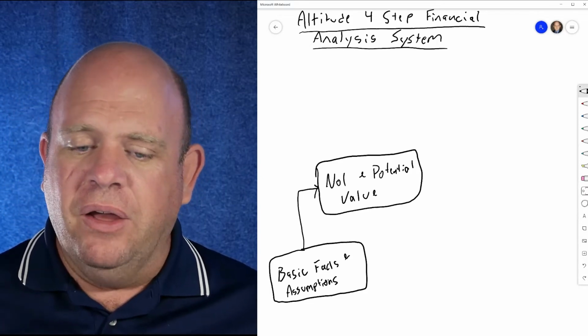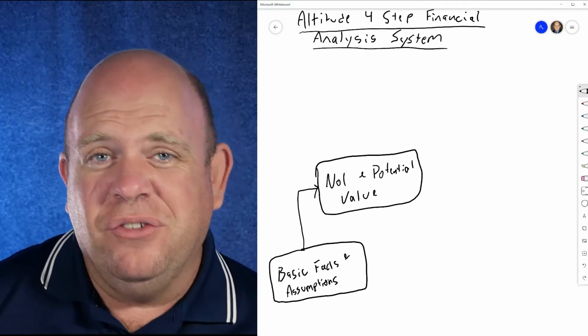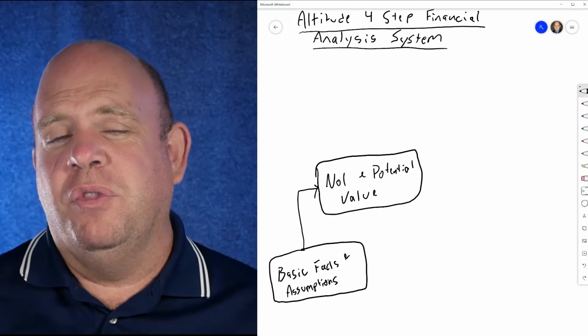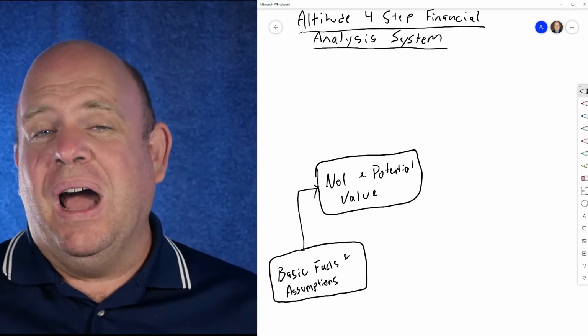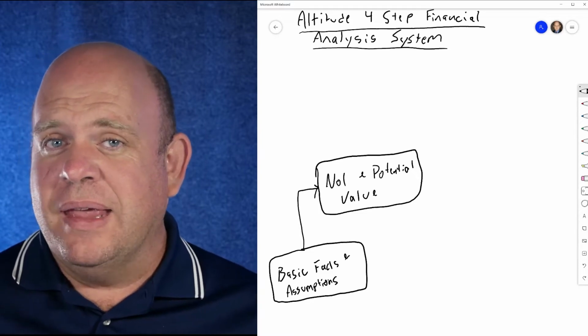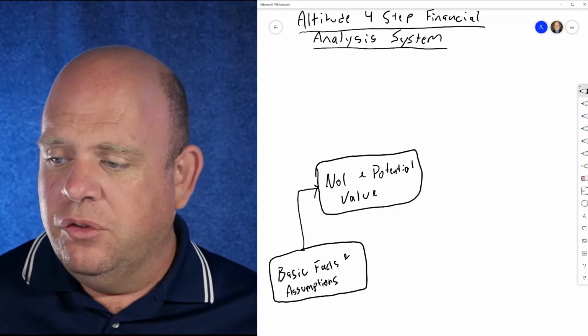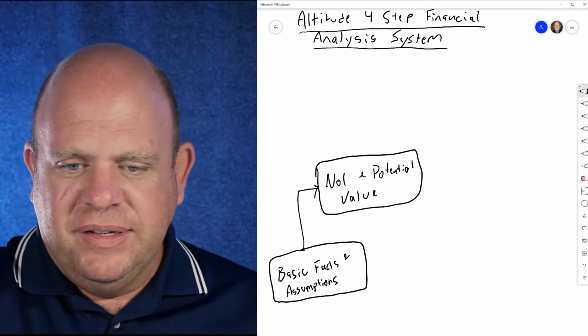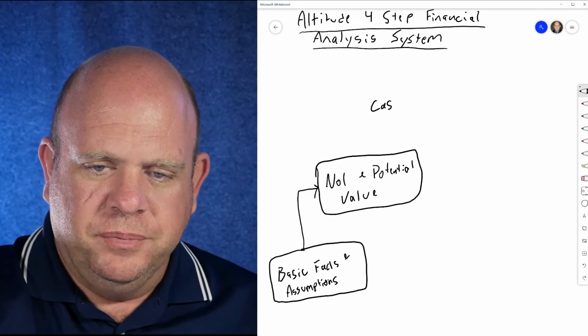NOI and potential value. Your potential value may be the sales price or the actual value of the property itself. This is important because it figures into how we calculate our exits and what assumptions we take into those as well. The next step after NOI and potential value is cash flow.